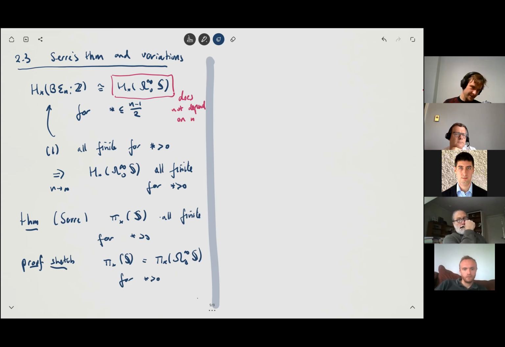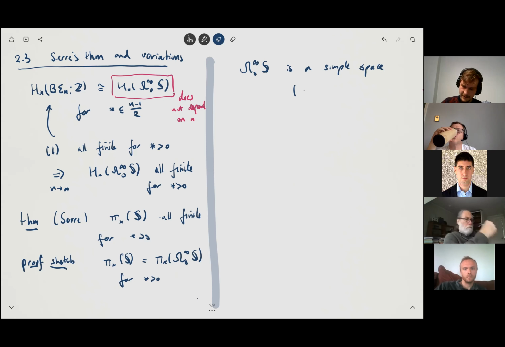The second thing to say is that loops infinity of S is a simple space, in the technical sense, pi 1 is abelian and acts trivially on higher homotopy. Every infinite loop space has these properties.